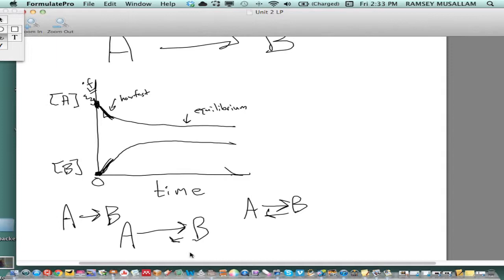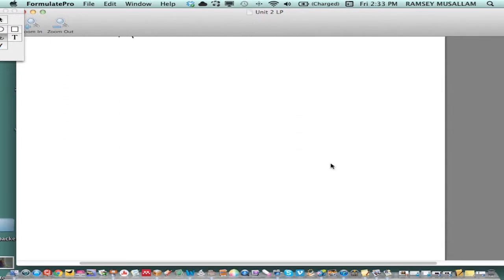Okay? So this value here, this is called KEQ. KEQ is defined as that ratio, the ratio between products and reactants when they've reached what? Equilibrium. The ratio between products and reactants when they've reached equilibrium. So let me show you how you draw that.